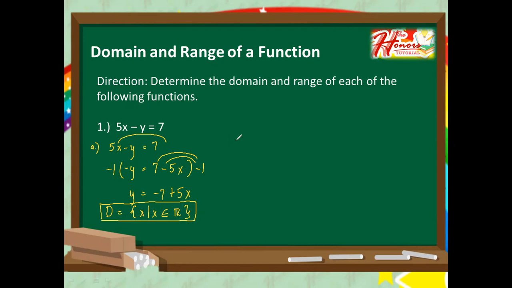Next, let's have the range for number 1. I will rewrite the given, which is positive 5x or 5x minus y equals 7. Now we should have x at the left side of the equation, so I will write 5x here equals 7. Then let's transpose negative y at the right side of the equation. Then it will become plus y.